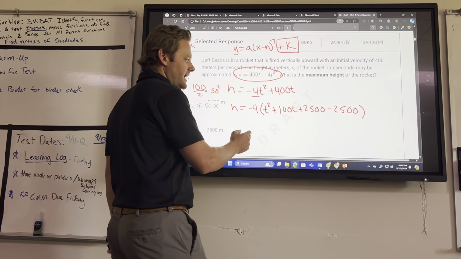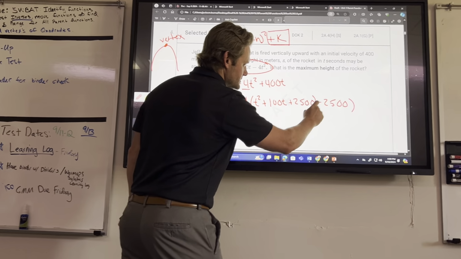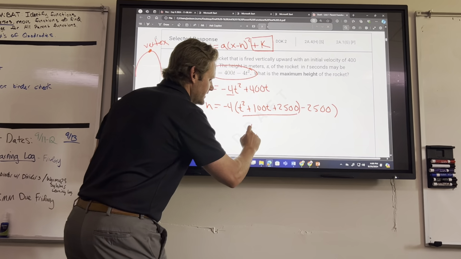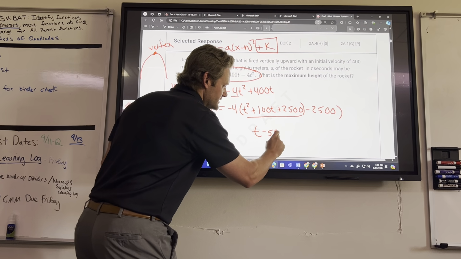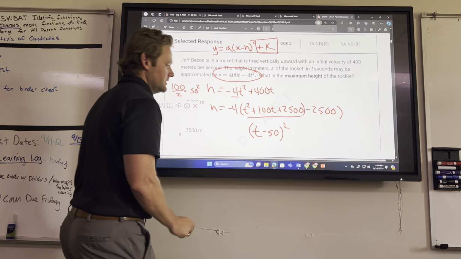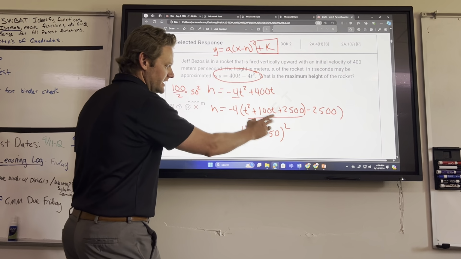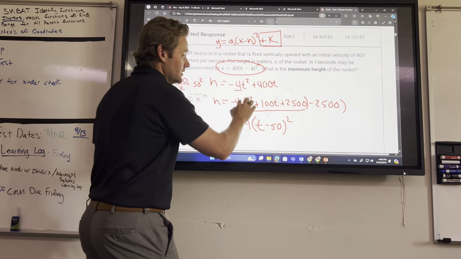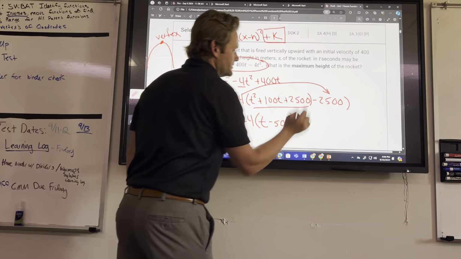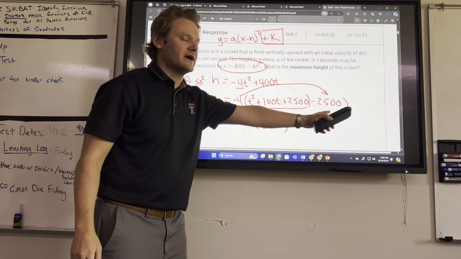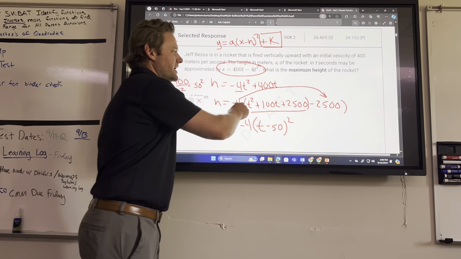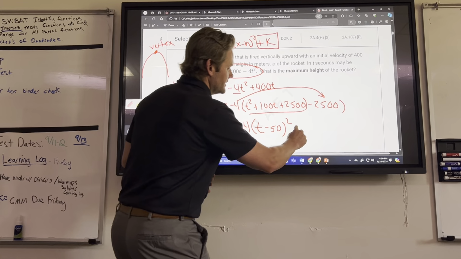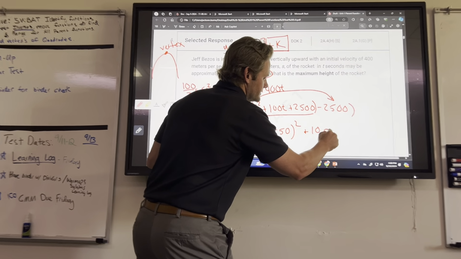So now I have this group right here, which is my perfect square. That automatically factors to t minus 50 squared. And I can keep this -4 multiplied by this term right here. So this -4 is multiplying all of that. This is the challenging part: I can't forget about what I subtracted over here. So I'm gonna multiply my -4 times my -2,500, and I get a plus 10,000.